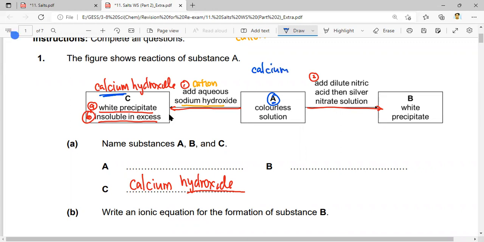Okay, you must be drawing that link because I test what is in A. I test what's the cation in A, I know calcium hydroxide is formed. So calcium must be present in A.